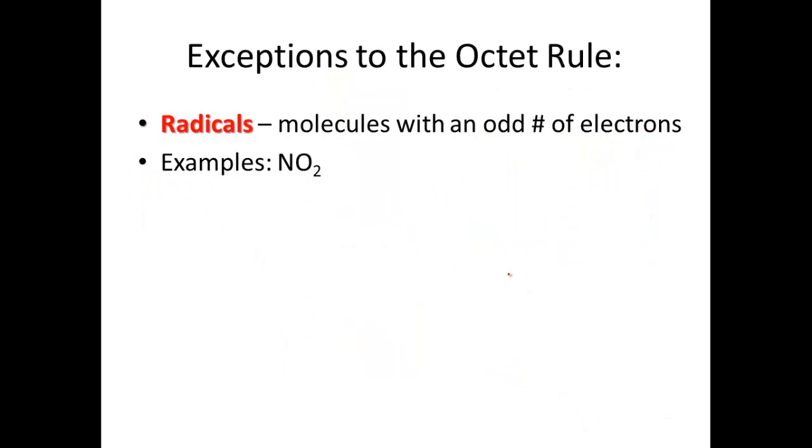Our exceptions to the octet rules, I want you to be able to identify these ideas. So if you see one, you should be able to identify it. Our first one is going to be radicals, or free radicals is what we've called them before. So our first one, our NO2, nitrogen dioxide.